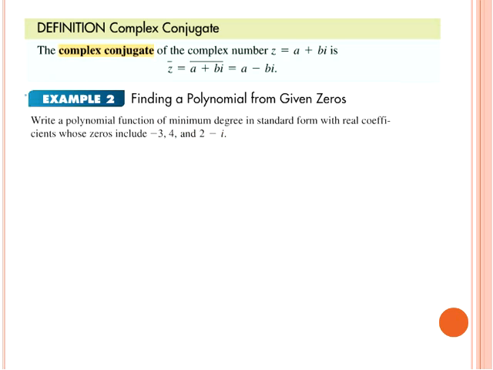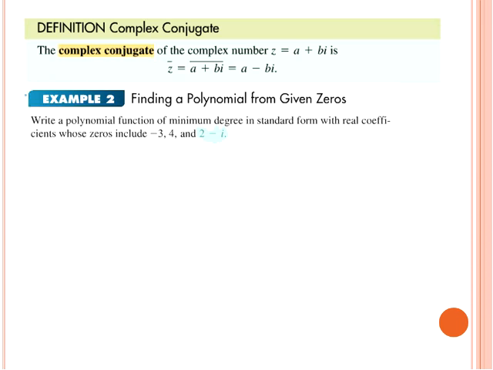Now, anytime they give us zeros and we have a complex number, we have to make sure that its conjugate is also listed. Now I notice that they don't list the conjugate here, so they try to trick us a little bit. There is another zero to this function. They just don't have it listed. What is the other zero for the function? Two plus i, yeah.